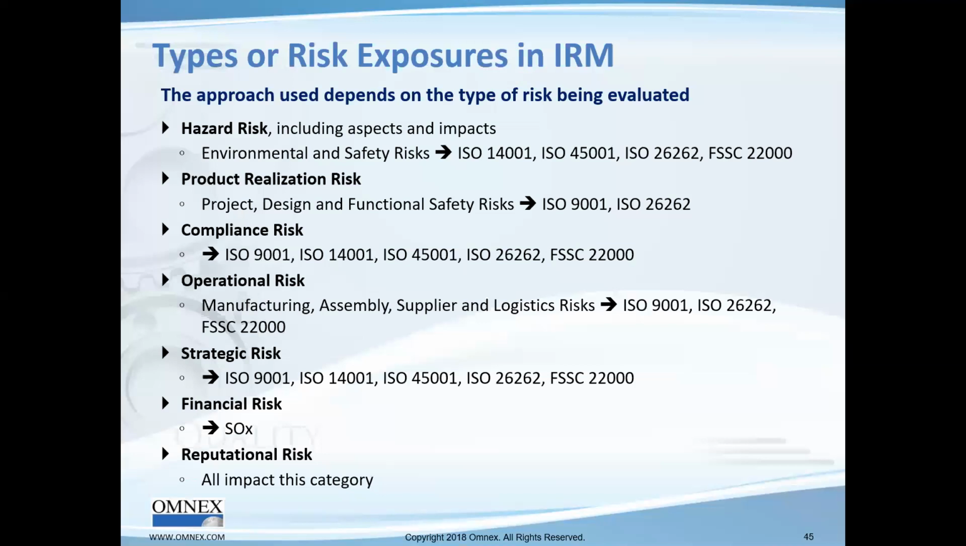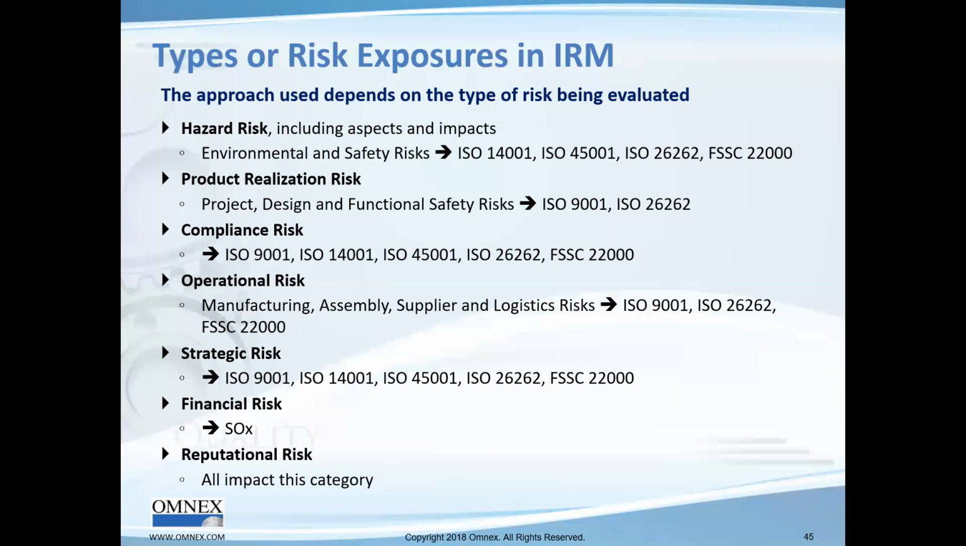Product realization, ISO 9001 and ISO 26262 are among those that look at the design and functional safety risks. Compliance risks. There's a whole bunch of different compliance because standards and regulatory agencies are coming with all kinds of requirements that we need to fulfill. Operational, again, we have overlap: 9001, 26262, FSSC 22000. Strategic risks. Financial risks. This is one of the things that SOX, the Sarbanes-Oxley requirements, address. We can even use FMEAs for that. And reputational risk. All of the different standards can impact this category.